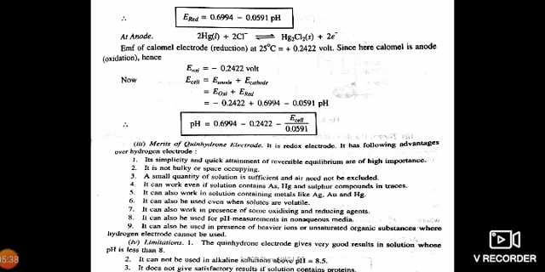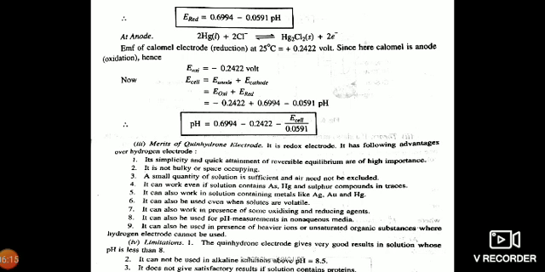Substituting this in the above equation, we get that E red is equal to 0.6994 minus 0.0591 into pH. This is taking place at the cathode, where the quinhydrone electrode is there. At the anode, we have the calomel electrode, and oxidation takes place there, therefore electrons can be released there. So we can write the equation as 2Hg liquid plus 2Cl minus giving rise to Hg2Cl2 solid plus 2 electrons. So this is oxidation. At the quinhydrone electrode, reduction takes place, and 2 electrons have been accepted there.